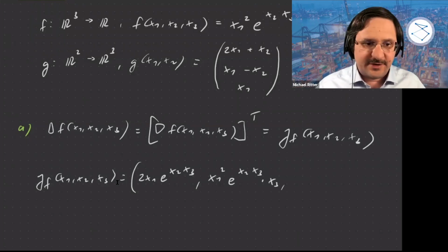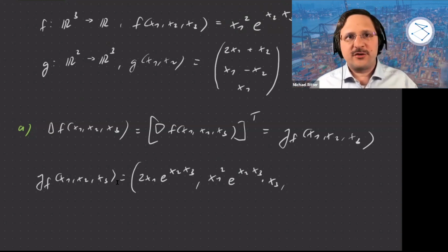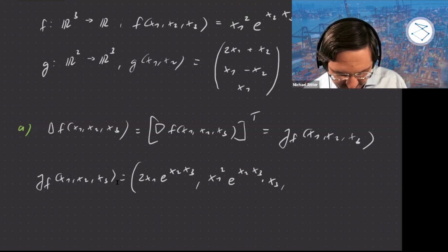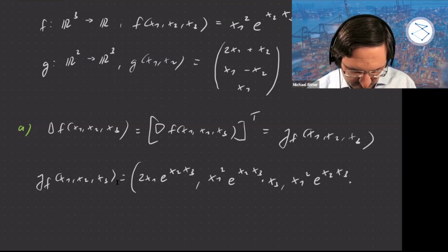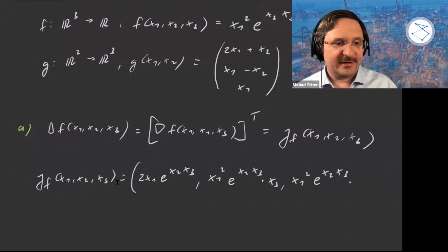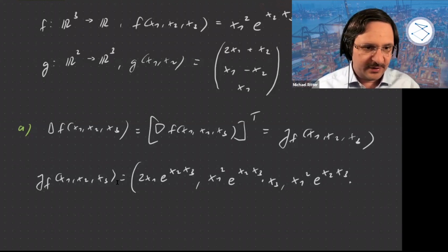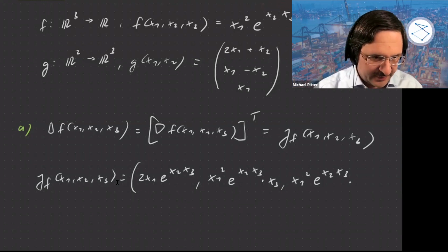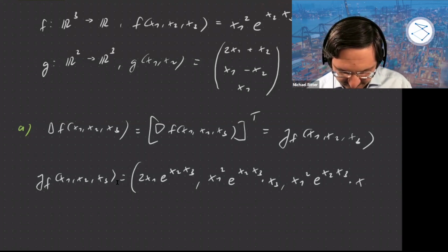And of course, the same idea works for differentiating with respect to x3. Again, we get this x1 squared, we get this e to the power of x2, x3. Another difference is, of course, if we differentiate this inner function here with respect to x3, we get an x2. So here we get a factor of x2.